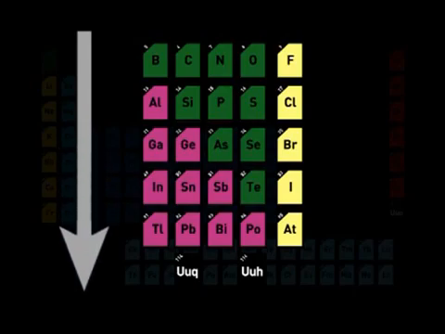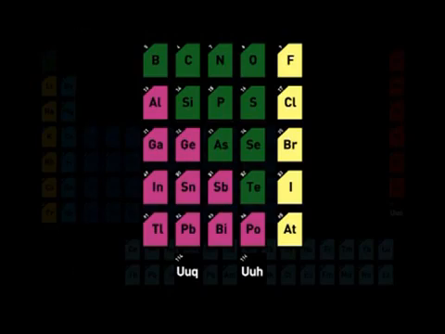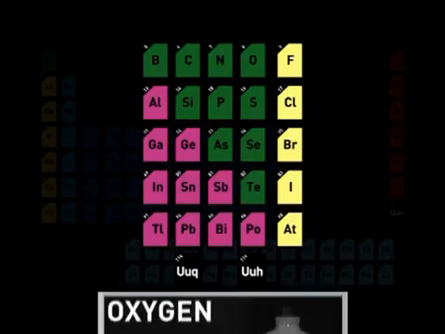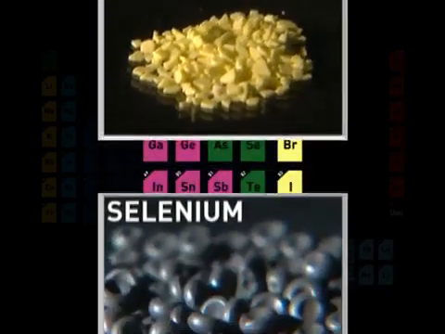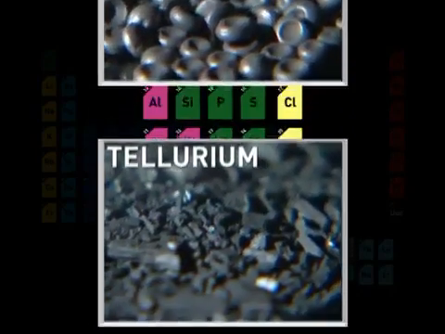This is exactly what happens in groups 13 to 16. Let's look at an example. Group 16 shows increasing metallic appearance from a colorless gas to yellow powder to a grayish metalloid to a metallic solid.